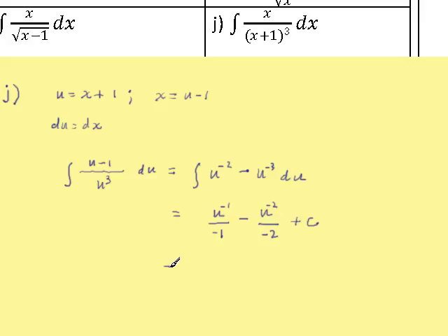And now we're just substituting back. So here we have x plus 1. And I'll multiply these, I'll get plus. And put, instead of u, let's substitute back x plus 1, plus c.